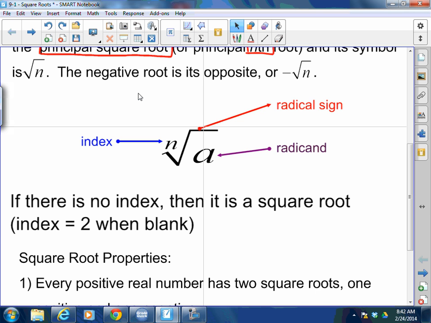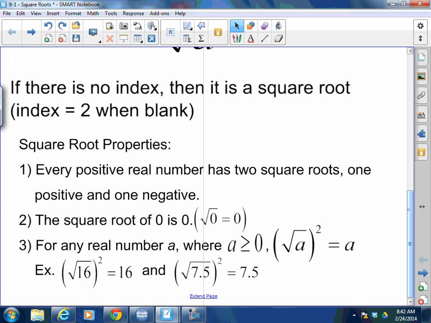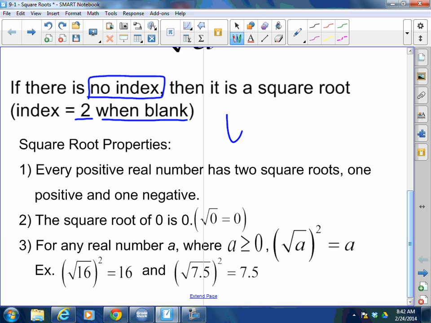Yeah? Okay. Again, just a reminder, very important. If there is no index, then it is a square root. The index equals 2 when it's blank, okay? So please, when I give you that, that is implying a 2 here. 4 times 4, 2 4's come out as 1 4. The index tells you how many values you need to pull out one full number or variable from the radical. You guys with me? Okay.